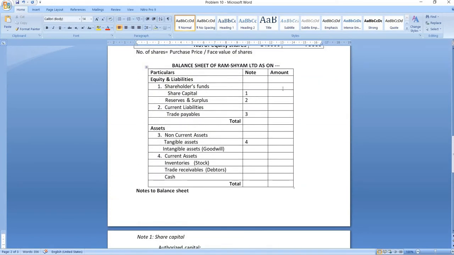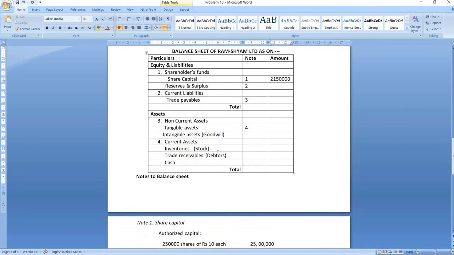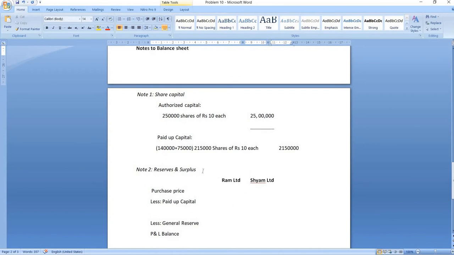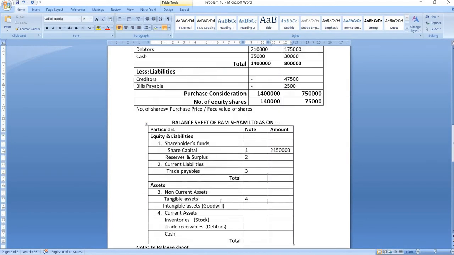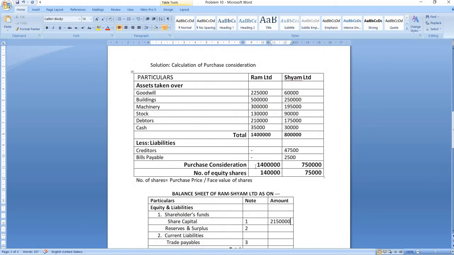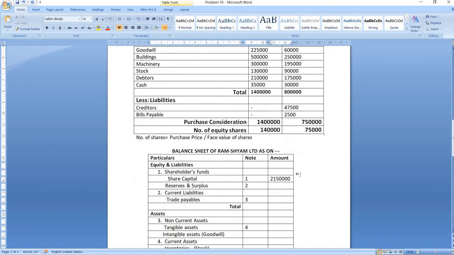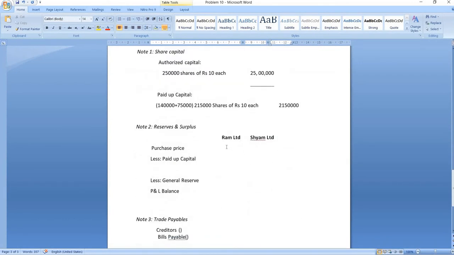Share capital, note number 1, amount is 21,50,000. Next is reserves and surplus. So we have to pass a special note regarding reserves and surplus. We take the purchase price of the company and we have to compare it with the paid up capital of the transferor company. So first we will take purchase price. Now purchase price is nothing but the purchase consideration that we have calculated. So for Ram Limited, the purchase consideration is 14 lakhs and for Shyam Limited, it is 7,50,000.